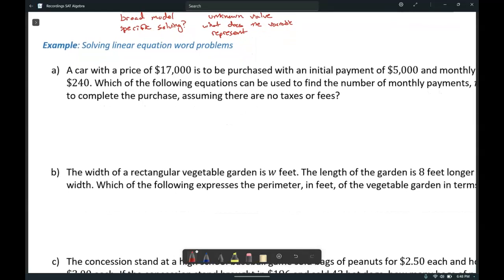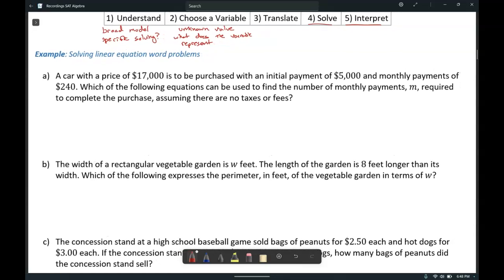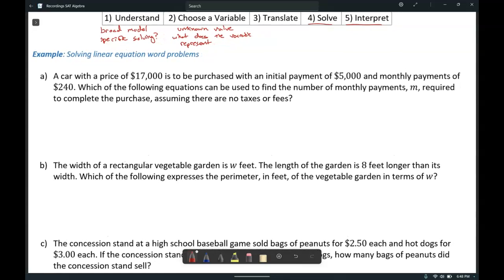So we'll look at a couple different types of problems, and again, we're just going to highlight some key features. So we're starting with a car with a price of $17,000 to be purchased with an initial payment of $5,000 and a monthly payment of $240. Which of the following equations, and here what we're going to do is write our own equation that can be used to find the number of monthly payments M required to complete the purchase, assuming that there are no taxes or fees.